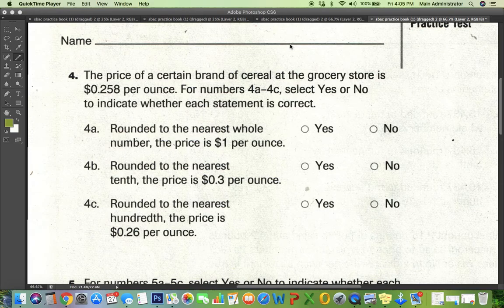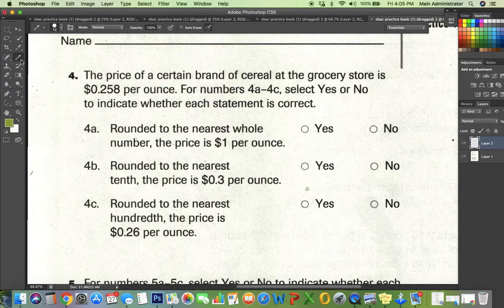This is SB16. Let's take a look at number 4. The price of a certain brand of cereal at the grocery store is 258 thousandths of a cent per ounce. For numbers 4a through 4c, select yes or no to indicate whether each statement is correct. Rounded to the nearest whole number, the price is $1 per ounce.